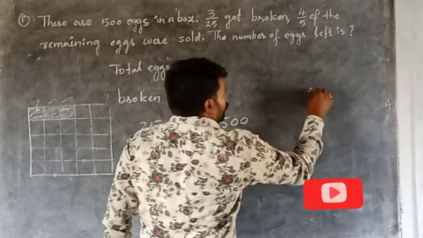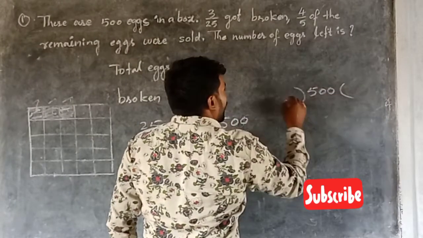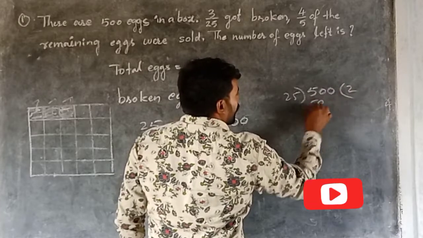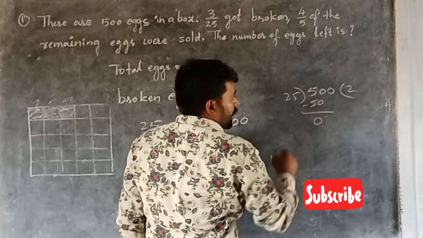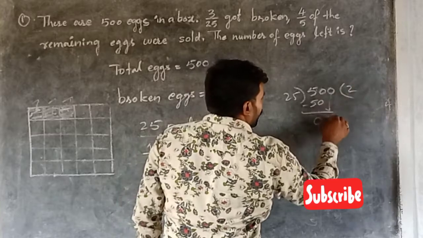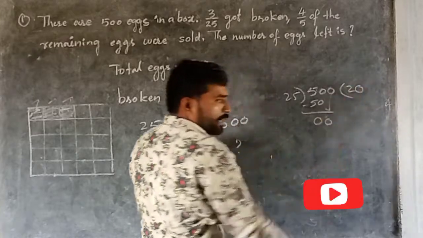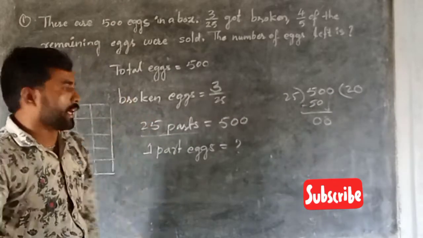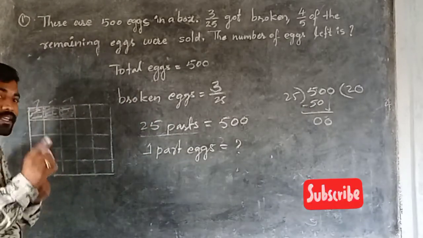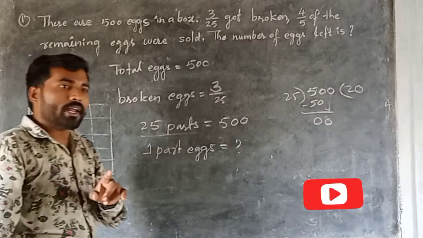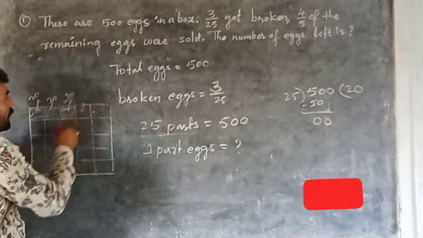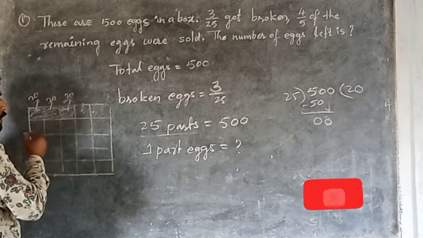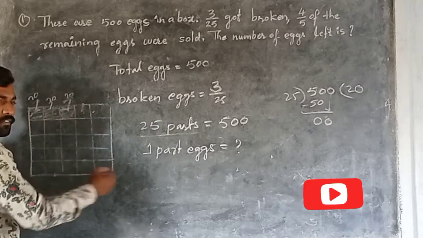Simply divide. 500 is divided by 25. 25 2s are 50. 50 minus 50 is 0. This 0, finally you carry down 0. That means every part has how many x? 20 x. Every part has 20 x. See, 5 parts, 100. 20, 20, 20, 20, 20 is 100, then 200, 300, 400, 500.